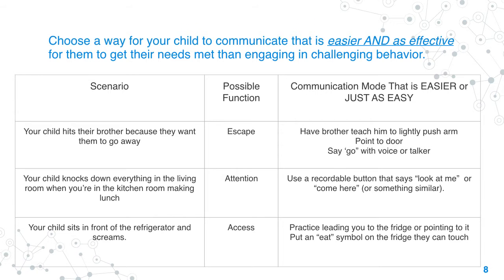The final scenario is that your child sits in front of the refrigerator and screams. You know that they want the string cheese in there, so the probable function is access. And so something that may be just as easy is putting a symbol of eat on the refrigerator door that your child can touch.